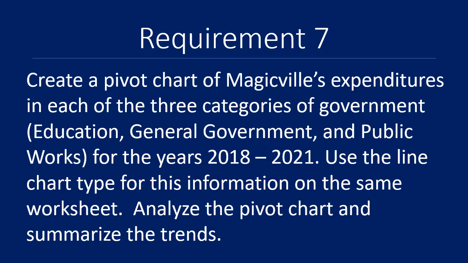Requirement 7. Create a pivot chart of Magicville's expenditures in each of the 3 categories of government: education, general government, and public works for the years 2018 to 2021. Use the line chart type for this information on the same worksheet. Analyze the pivot chart and summarize the trends.